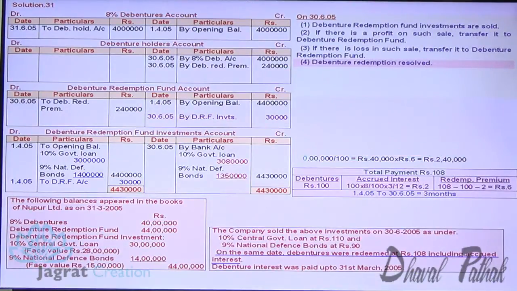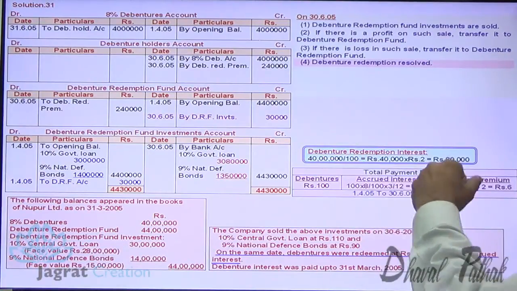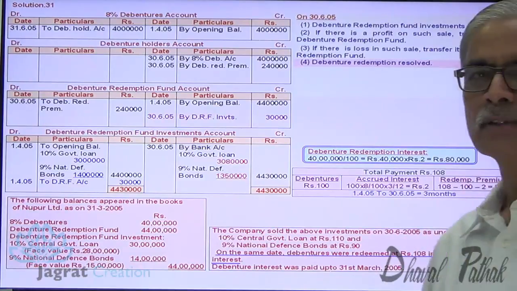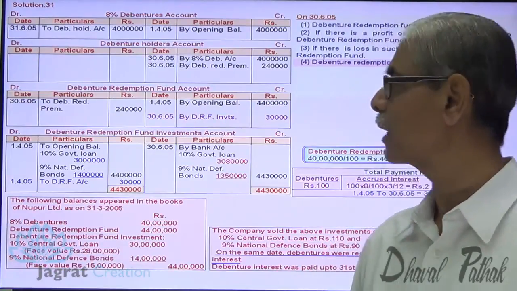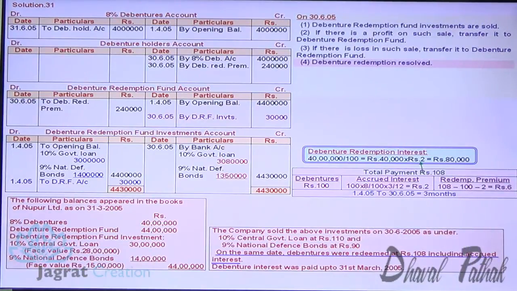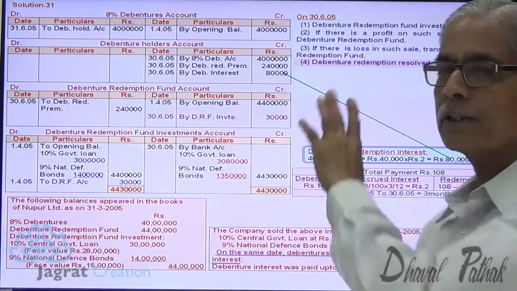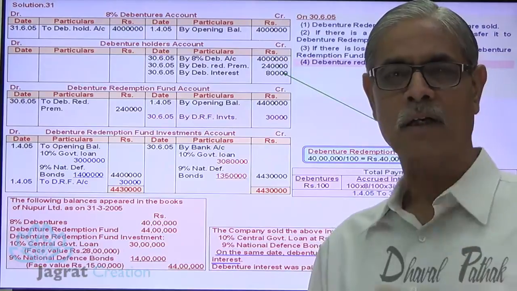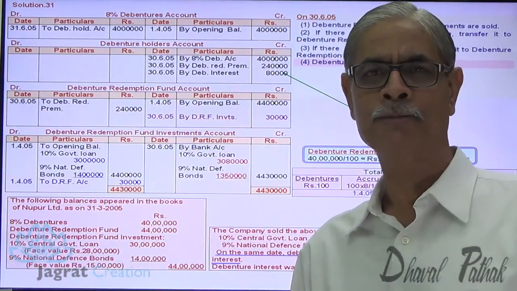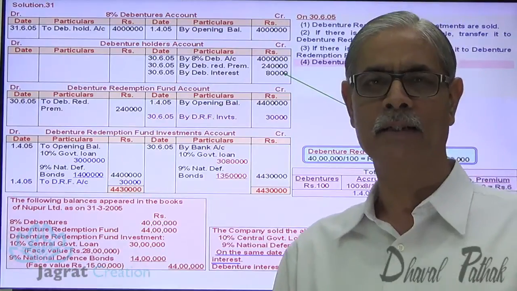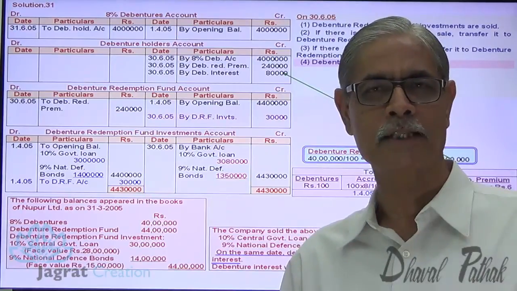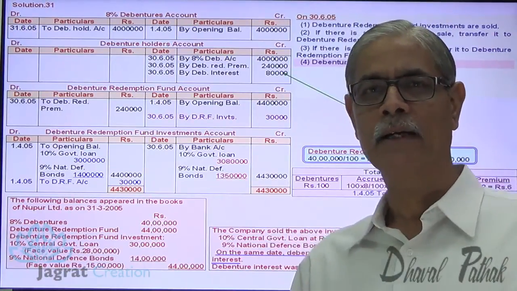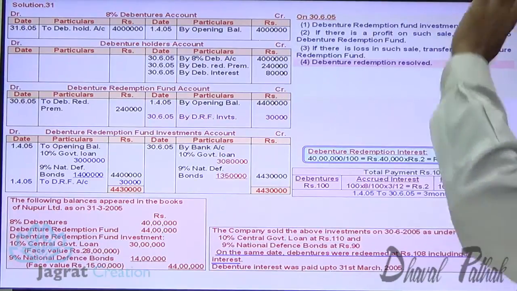Now I am required to pay interest at the rate of ₹2 per debenture. Number of debentures 40 lakhs divided by 100, 40,000. 40,000 into 2, 80,000 is the interest payable. Journal entry for that is debenture interest account debit to debenture holders account credit. Debenture interest being expense for the current year gets debited to profit and loss account. Profit and loss account debit to debenture interest account credit. That is a normal journal entry that we write for transferring debenture interest to profit and loss account. So this is the total amount payable to debenture holders.